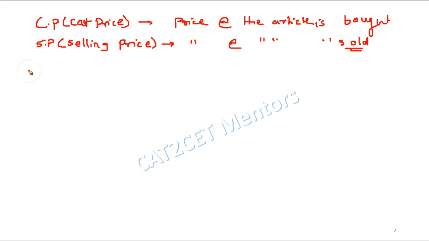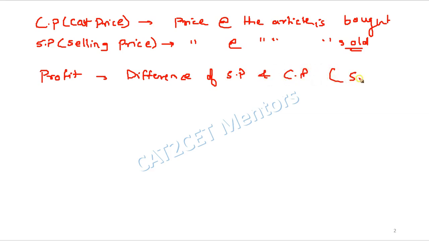Now, as our topic suggests, it is profit and loss. So what is profit? Now profit is nothing but the difference between the selling price and the cost price, provided that my selling price is more than the cost price. So in this scenario only, there will be a profitable transaction.